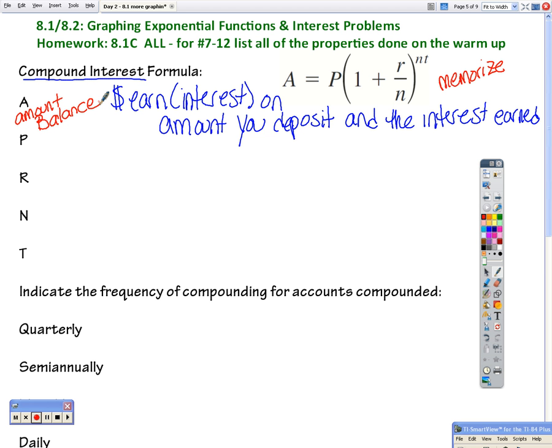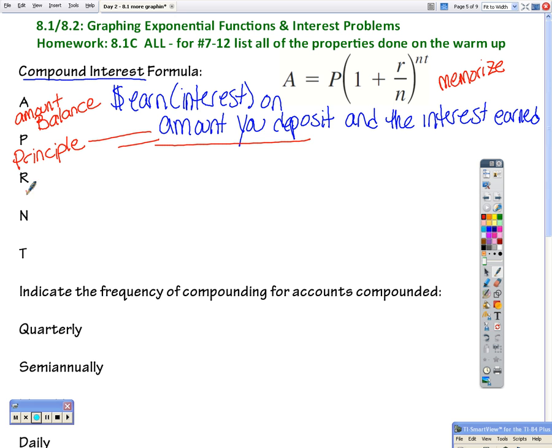At the end of the month, you have $500. That's A. P stands for the principal, spelled P-A-L, not the kind of like the school, which is spelled P-A-L-E. That's the amount you deposit. That's the principal. The initial amount you put into your account.